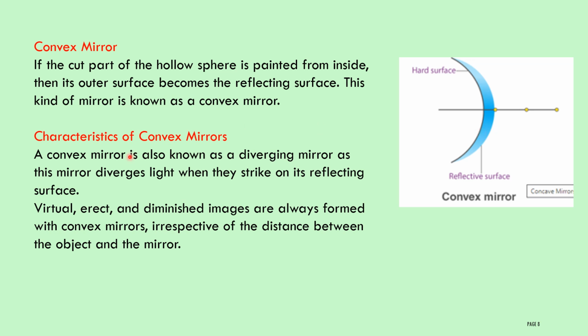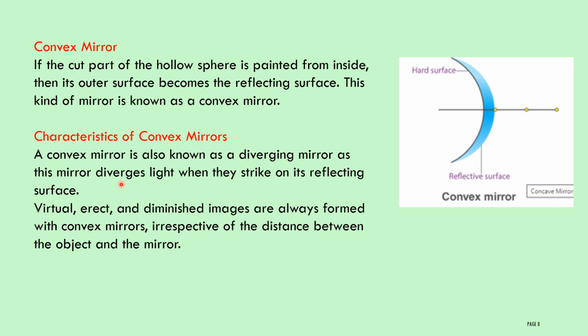Next, the characteristic of a convex mirror. A convex mirror is also known as a diverging mirror, as this mirror diverges light when it strikes its reflecting surface. When a parallel beam of light falls on the reflecting surface, after reflecting it gets diverged. The rays will not meet at a single point. If you extend the diverging lines backward, they will meet at a single point, and then you get an image.